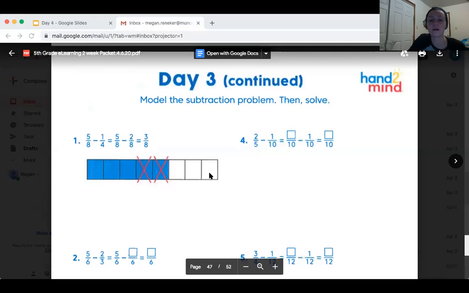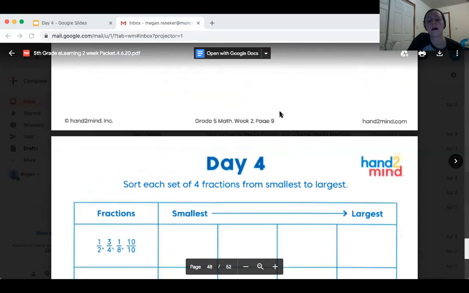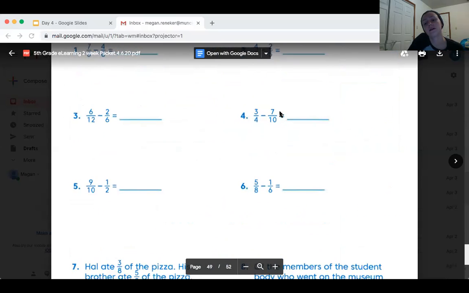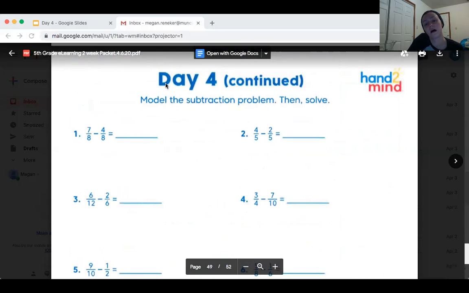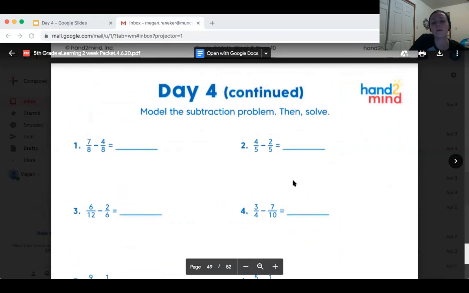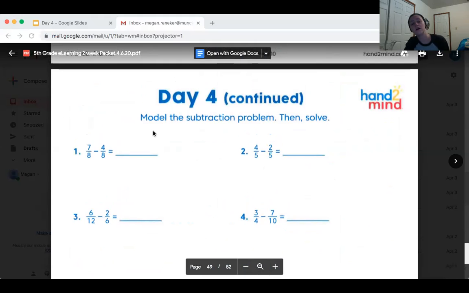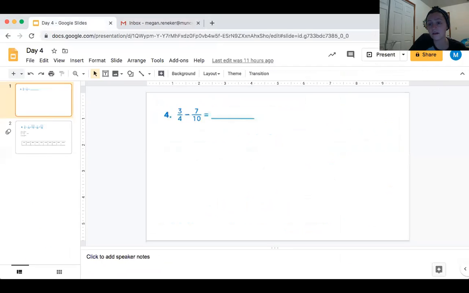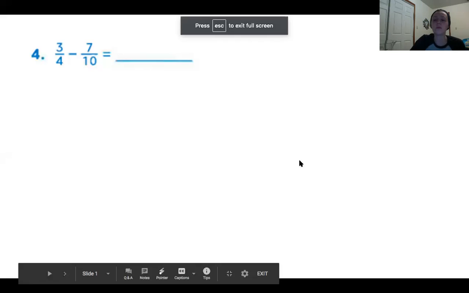Okay, so we're going to start by taking a look at number 4 on the second page of day 3, week number 2. And then we're going to switch and look at number 4 on day 4 of week number 2. As you can see, in both of these problems they have unlike denominators. So that's why I'm choosing those ones to look at. We're going to talk about the process of how to find a common denominator and how to go about solving them. Okay, so let me go ahead and pull our problem up here so that we can get to work.